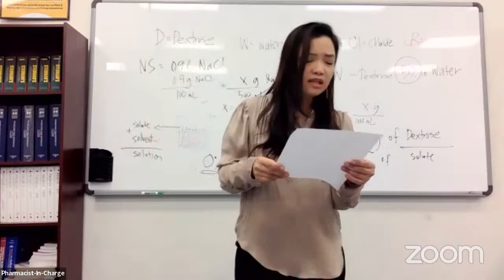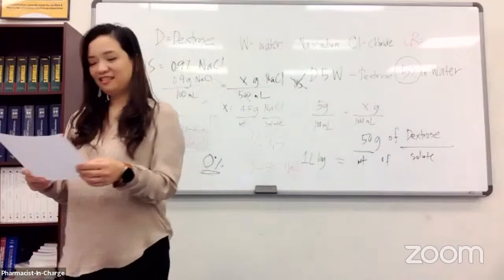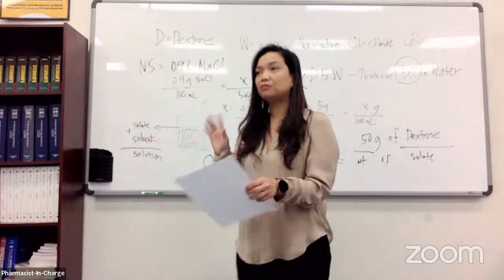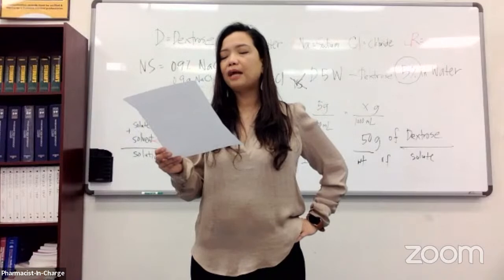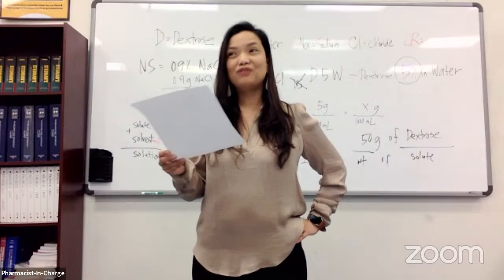Number 4, okay, now it's UGU. Gotcha. 12.5 grams. Very good, this time it's dextrose, 12.5 grams of dextrose. Who got this one? Number 4, hands up. Number 5, how many grams of dextrose are in a 250 ml bag of D10W? 25 grams of dextrose. Very good, 25 grams of dextrose.